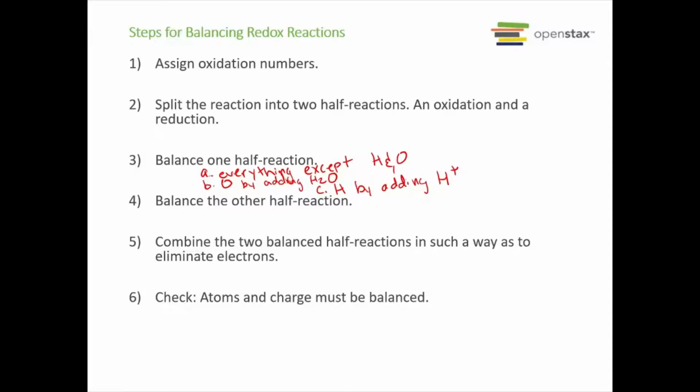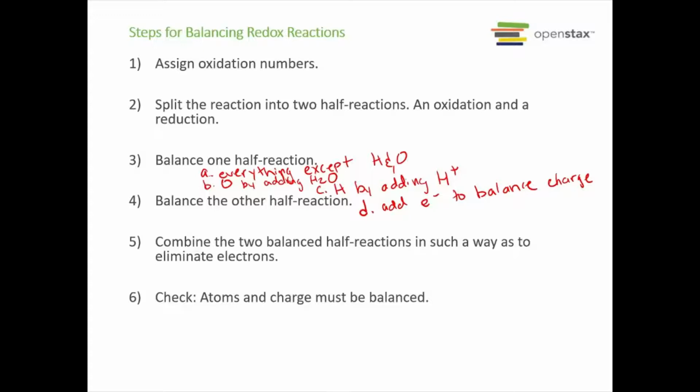And then you need to take those 2 balanced half reactions in such a way that you eliminate the electrons. Oh yeah, and then I forgot, you need to add electrons to balance charge on each side. Balance charge. And if you need to, you multiply one of those half reactions by an integer so that you have equal amounts of electrons in each half reaction. Combine your half reactions, eliminate your electrons, and then make sure everything is balanced.